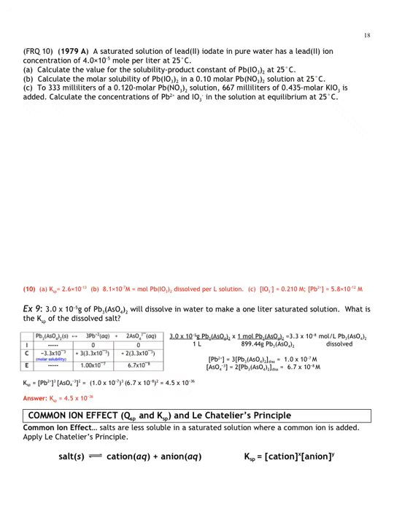Okay, let's go ahead and go over example number 9. In example number 9, you see that 3.0 times 10 to the negative 5th grams of lead 2 arsenate will dissolve in water to make a 1 liter saturated solution. So once again, saturation is my cue for understanding that I'm looking at equilibrium.